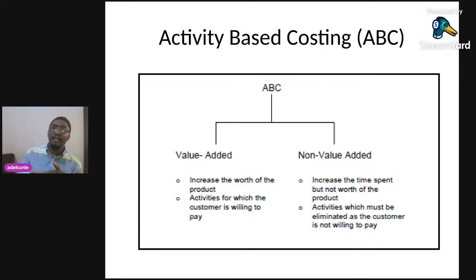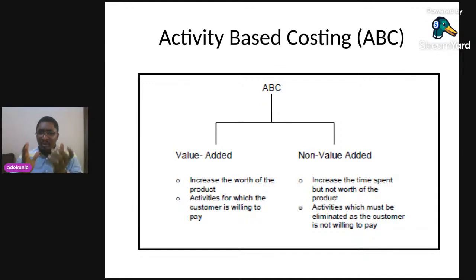Then we look at the two major component parts of activity-based costing: value-added activities and non-value-added activities. Like we know, anything value-added increases the worth of your product. These are activities that the customer is willing to pay for. Then the non-value-added activity increases the time you spend, but not the worth of the product. That's the opposite of value-added.